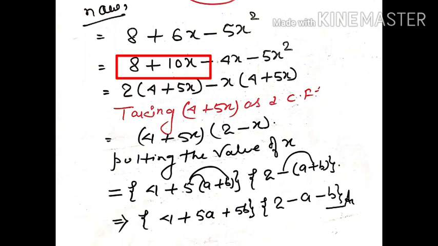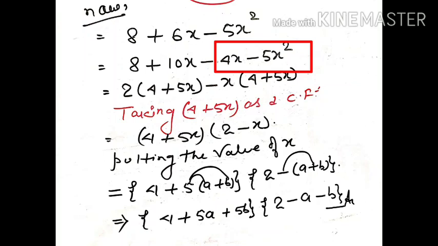What is left here? 4 plus 5x. Minus, what is the same here? Nothing is the same. x is common, x will be outside. What is left? 4 plus 5x. Okay, like this, what is common? 4 plus 5x we will take as a common factor. After that, what is left? First term is 2, then minus x. Now it is our required answer.